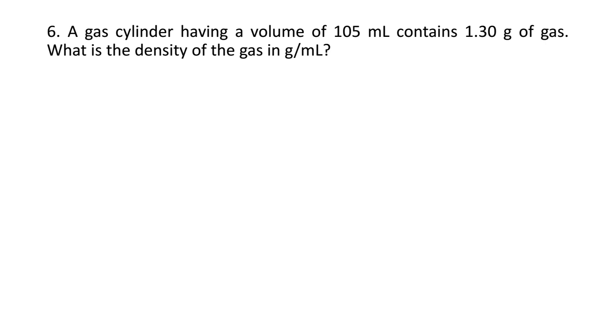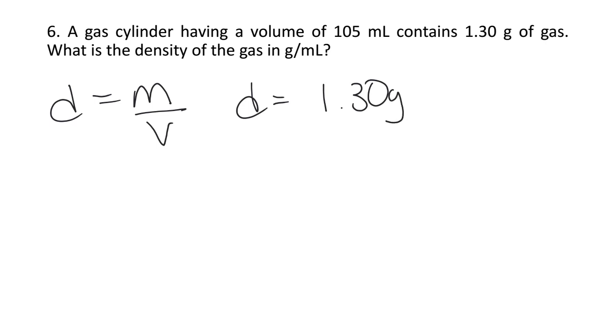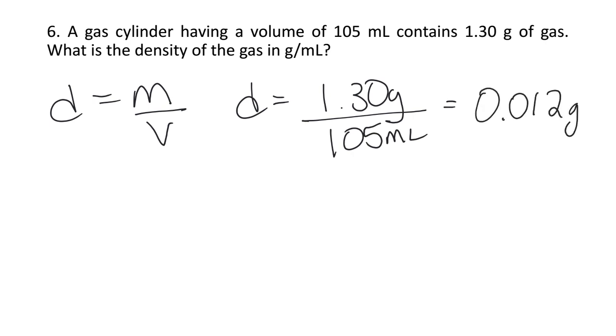Okay, a gas cylinder having a volume of 105 milliliters contains 1.3 grams of gas. What is the density of the gas? Density is mass divided by volume. Your mass is 1.30 grams, and your volume is 105 milliliters. When you do the math on that one, you get 0.012 grams per mL. And that's common for a gas. Most gases have extremely small densities.